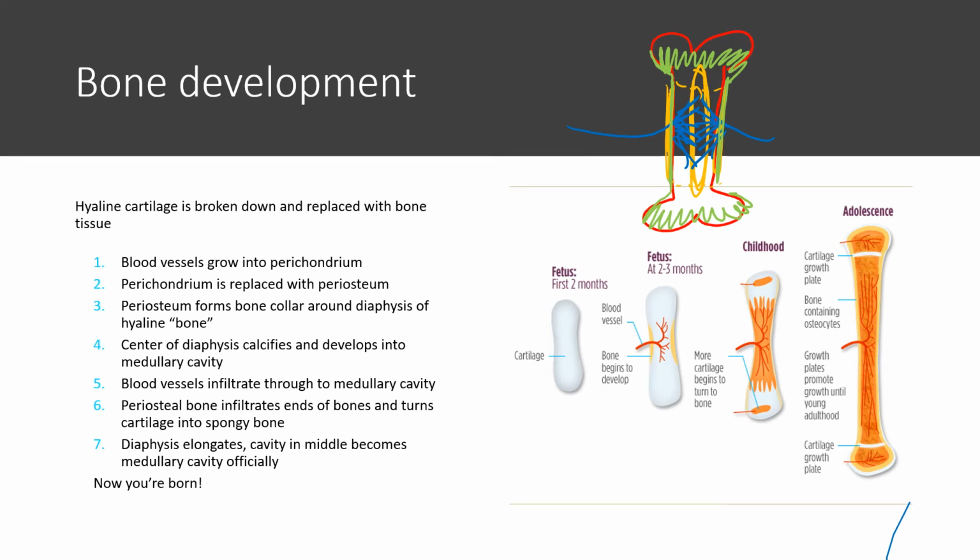The diaphysis elongates. The cavity in the middle becomes the medullary cavity officially, so we're going to create some space in here between the epiphyses and the end of the medullary cavity. Now the medullary cavity is really its own discrete thing. And you've got a space between the spongy bone epiphyses and the hollow medullary cavity, right here and right here.